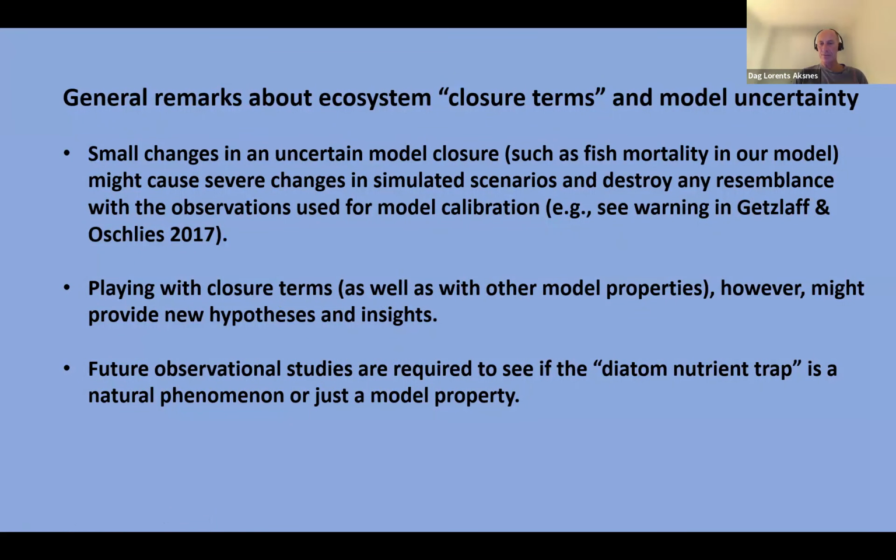And we hope, or suggest, that this diatom nutrient trap might be such a new insight, but of course we need observational studies to actually see if this is just a model property, or actually a natural phenomenon. There are some studies that support that this is actually a natural phenomenon. We have written about that in the paper, but I will not elaborate on this now.